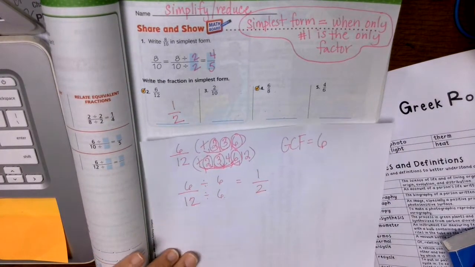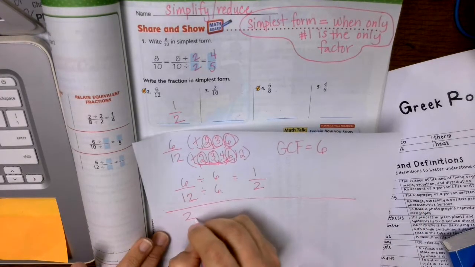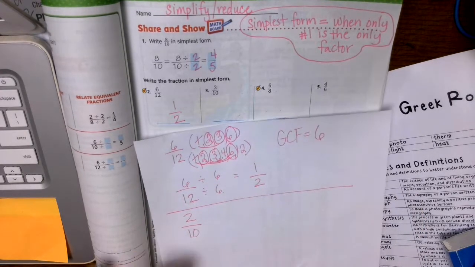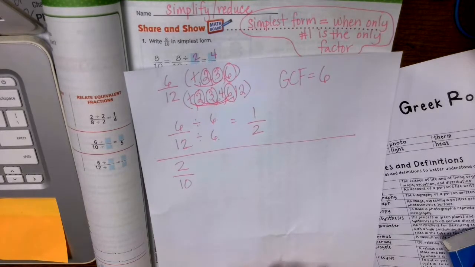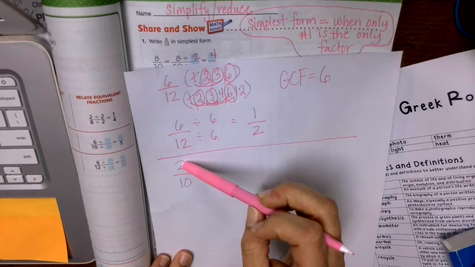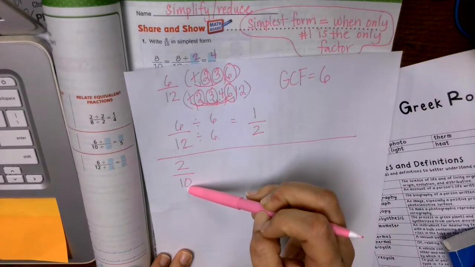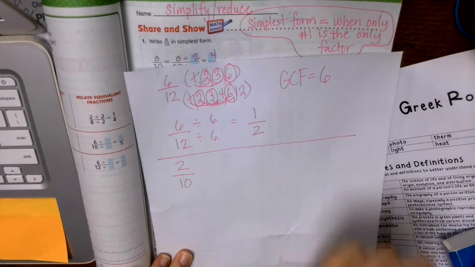All right, let's do number 3. I'm going to draw a line. We're going to do number 3, which is 2/10. Now, on this one, I'm going to show you a little shortcut. Sometimes, not always, the numerator is going to be the greatest common factor. And if the numerator can divide into the denominator, then it will be the greatest common factor.